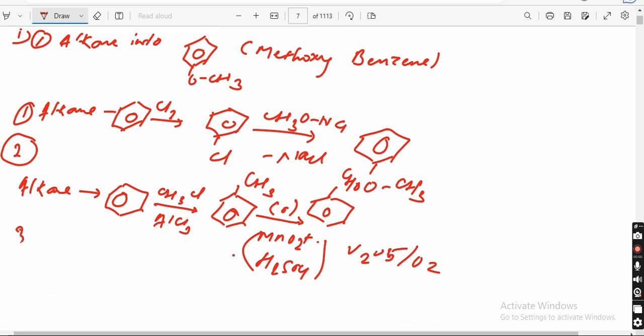Now step 3 is how to convert this alkane into the carboxylic acid. After preparing aldehyde, what can you do? Further oxidation of this one prepares carboxylic acid. When aldehyde is further oxidized, this will produce the carboxylic acid, right? Is there any problem? No.